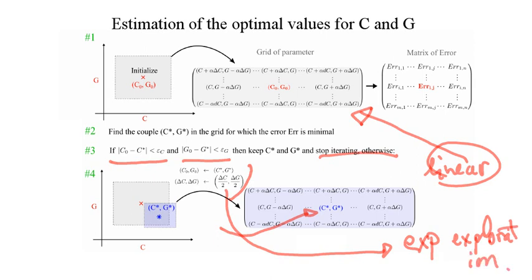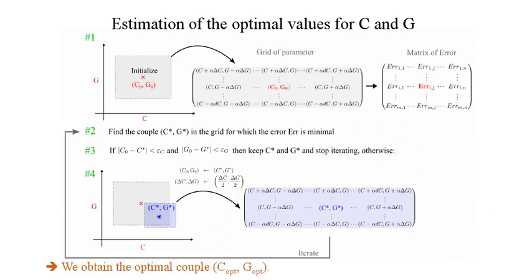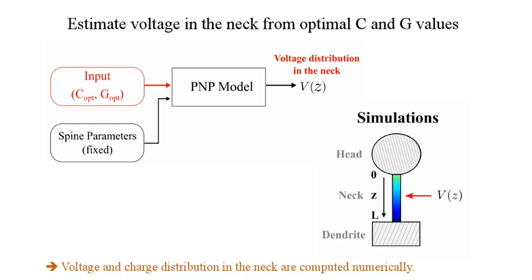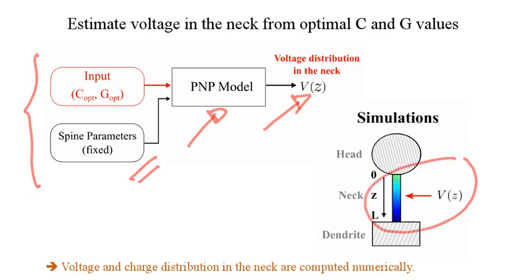Okay? And so once we have this, we obtain the final couple of parameters. So finally, we have now the input with the optimal value for C and G. We have the parameter of the spine. We go to PNP. We can now estimate the voltage in the neck because we have calculated now I of t. We can use this to calculate the input current from the head to the neck. We can now have the voltage.